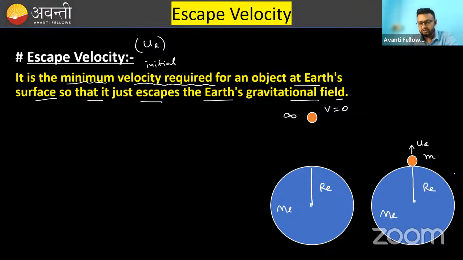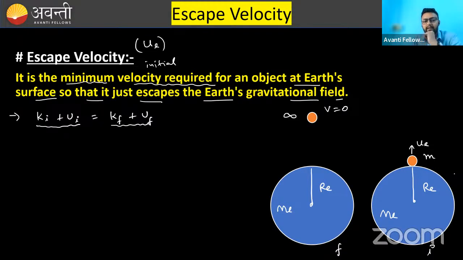This is our initial situation. This is our final situation. And we can apply conservation of mechanical energy. What it says: kinetic energy initial plus potential energy initial is equal to kinetic energy final plus potential energy final. This is the conservation of mechanical energy, complete mechanical energy initial equals mechanical energy final. I hope it is clear.